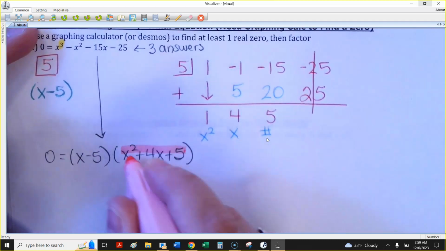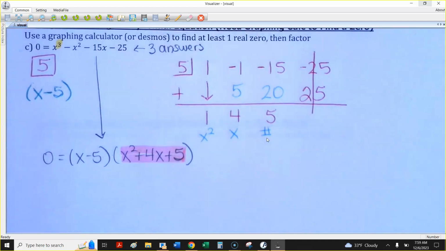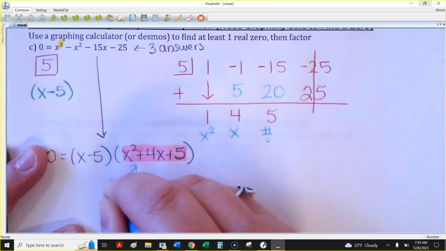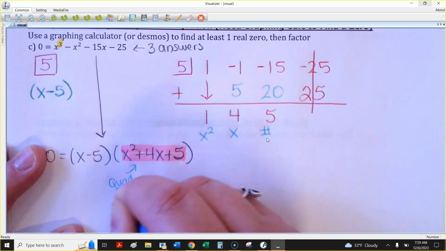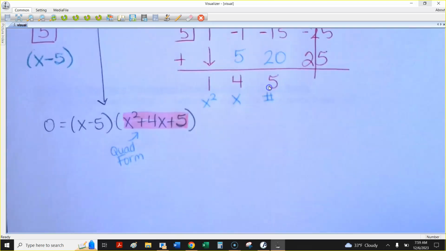But if that's the case, what you want to do here is just go ahead and use the quadratic formula on this to get the other two answers. If you liked completing the square, you could complete the square on this, and it wouldn't be bad to do because the b value is 4. So if you like completing the square better, I'll be happy to show you guys how to do that. I'm just going to use the quadratic formula on my notes here real quick.